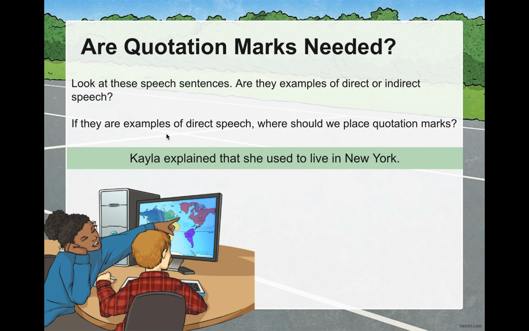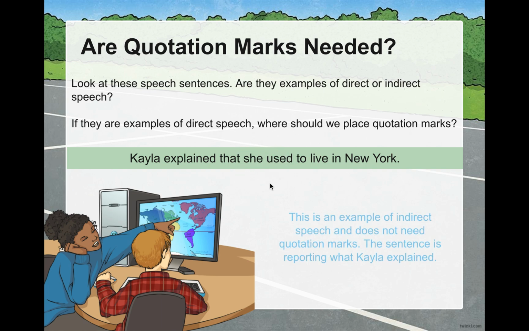So this asks, are quotation marks needed? Kayla explained that she used to live in New York. Well, if I'm talking about where I used to live, I'm going to use the word I. I used to live in New York. But it says that she used to live in New York. So these are not her exact words, which means this is not direct speech. This is an example of indirect speech and does not need quotation marks.